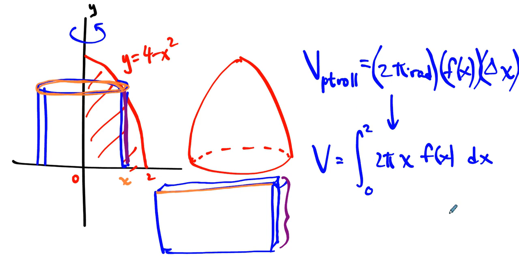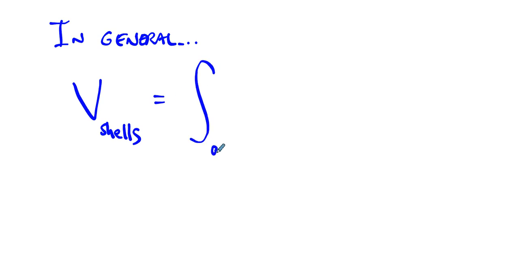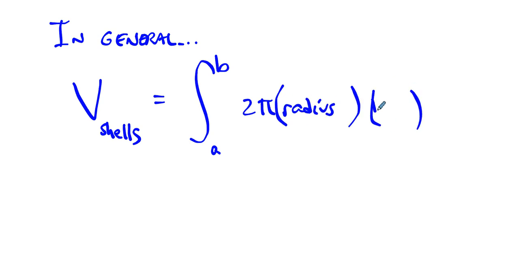This is the method of cylindrical shells. 2 pi times a radius takes care of the length of the paper towel roll. The function is the height, and then the delta x becomes a dx, and we integrate. So in general, the volume by cylindrical shells is an integral from a to b of 2 pi times a radius times a height dx.